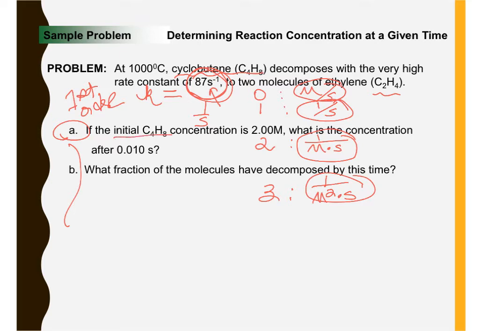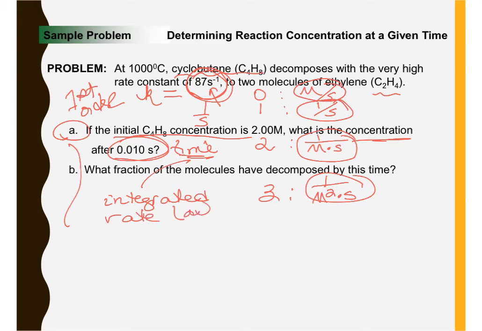It's given us the initial concentration of the reactant, and it's asking us what the concentration of that reactant is after this split instant of time. So here's another big clue. If you're working on any kinetics problems, and the problem even mentions time in it, you need the integrated rate law. The integrated rate law is the only one that has the variable of time in it. So we know it's first order. We know we need the integrated rate law. So let's go ahead and write out the integrated rate law for a first order reaction.